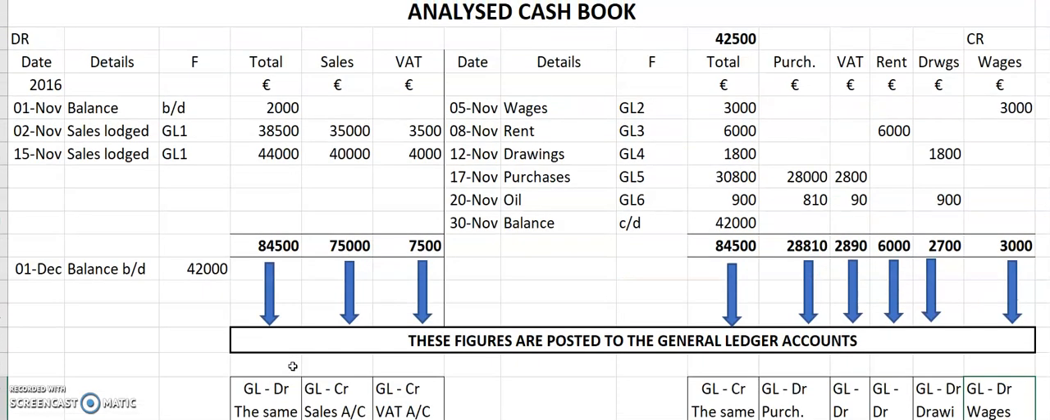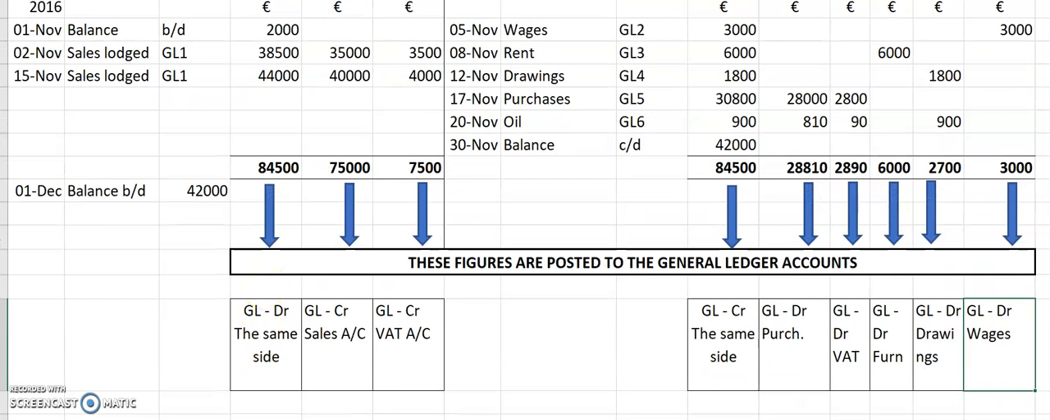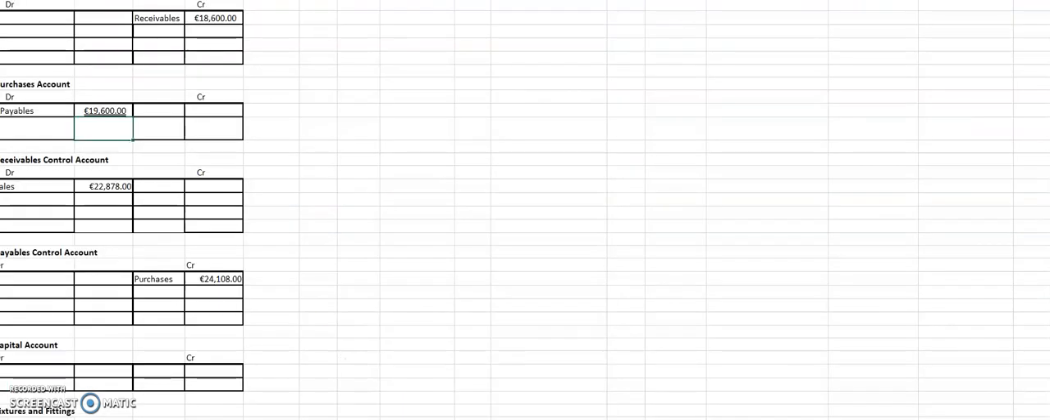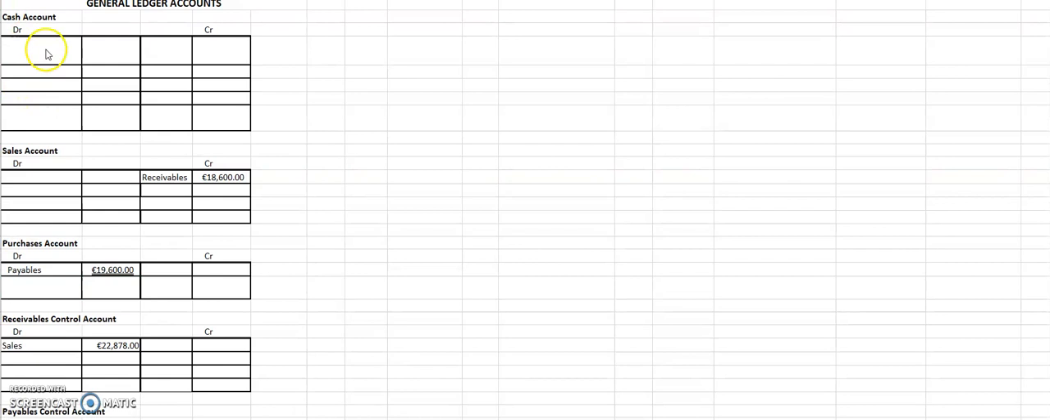Okay, let's try it. So first, we have 84,500, and that we have to put on the debit side of the cash account in the general ledger. So I'm going to go to the cash account. Cash account, there we go at the top. So the cash account is on the same side, the receipt side, and it's 84,500. So we're going to call this, what month was it? November. November receipts.